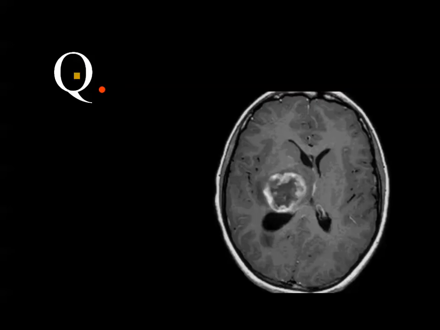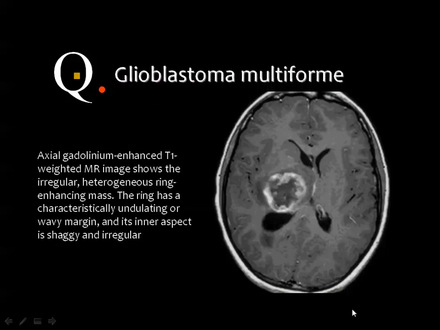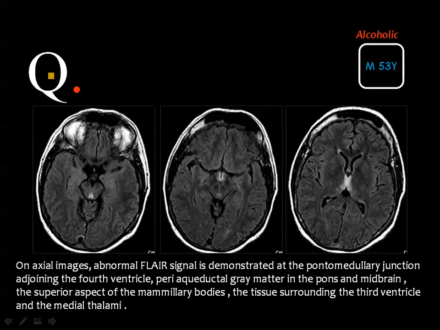Axial T1 post-contrast MR image of the brain. Glioblastoma multiforme: heterogeneously or marginally enhancing lesion with necrotic center, diagnostic of glioblastoma multiforme.